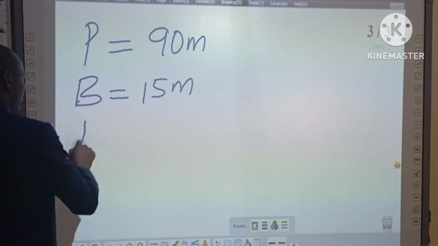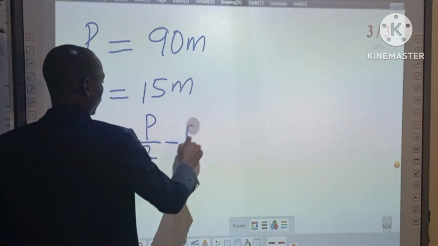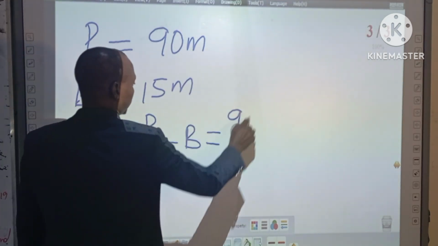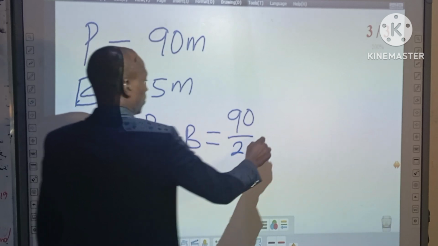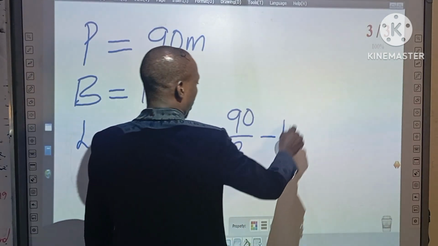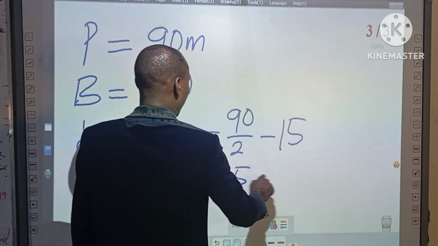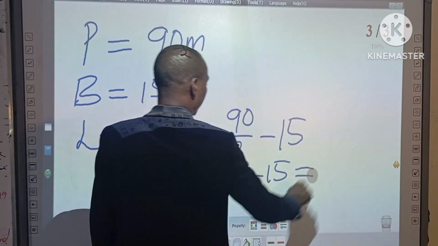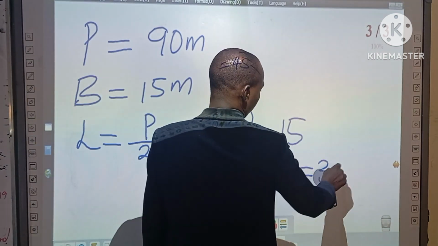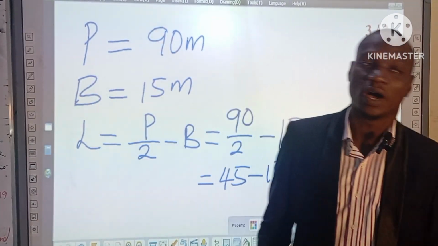Therefore, the length will be equal to the perimeter all over 2 minus the breadth, which is simply 90 divided by 2 minus 15. 90 divided by 2 minus what? 15, which is equal to 45 minus 15, which gives us 30 meters. Gives us 30 what? Meters.